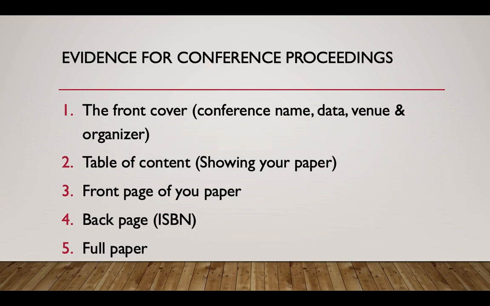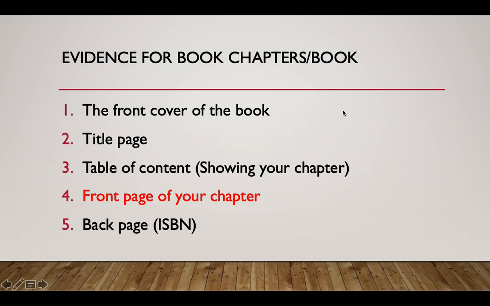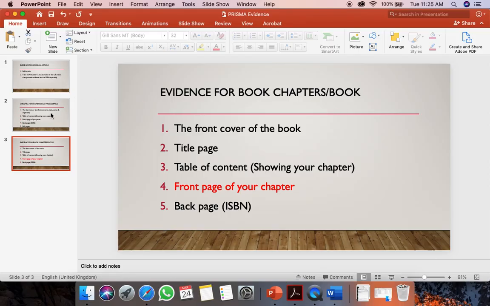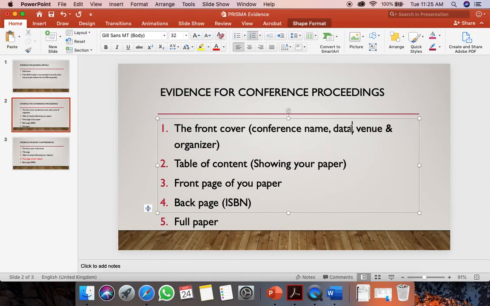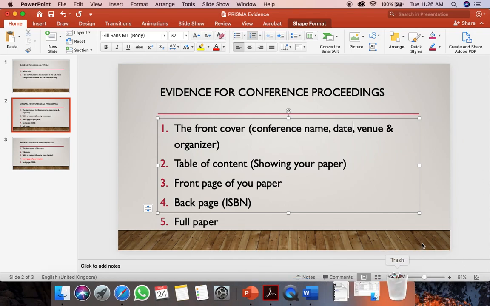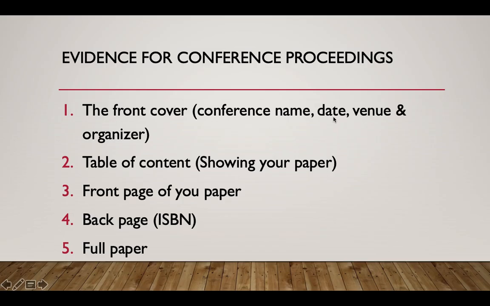But let's say if you're uploading a conference proceeding, okay, now what do we need? We need the front cover of the proceeding. Why? We need to validate the conference name. Okay, what we want to validate here is going to be the date. Yeah, we need the date, the venue of your conference, and the organizer.